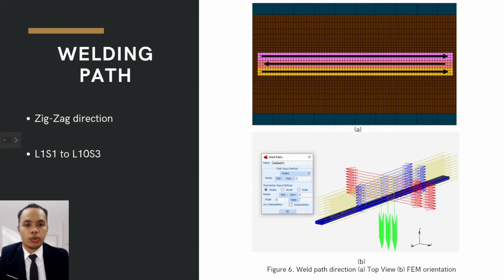All directions were defined to be perpendicular to the surface of the weld filler. The direction of the weld path had to be in a zigzag direction, so the second string must start from the back of the part to the front of the part. This method applies for each layer. The screen now shows the weld path, represented by the blue arrow in the FE software.